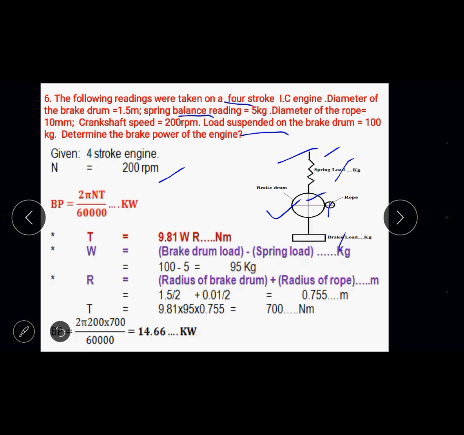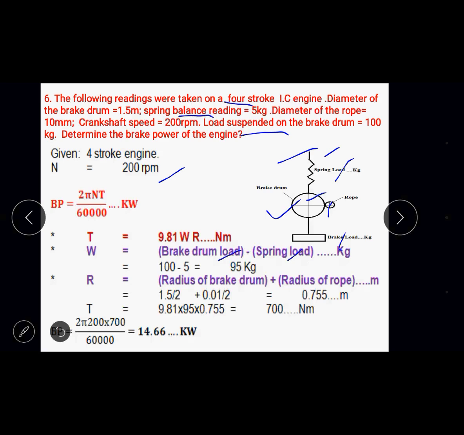The torque formula is 9.81 into capital W into capital R, where capital W is the brake drum load minus the spring load. As I told you, the brake drum load and the spring load will always act in opposite directions. They pull each other. So brake drum load is 100 kg, spring load is 5 kg. So 100 minus 5 will give you 95 kg. So 95 kg is the W value, capital W, the effective load. That is the effective force acting on it.